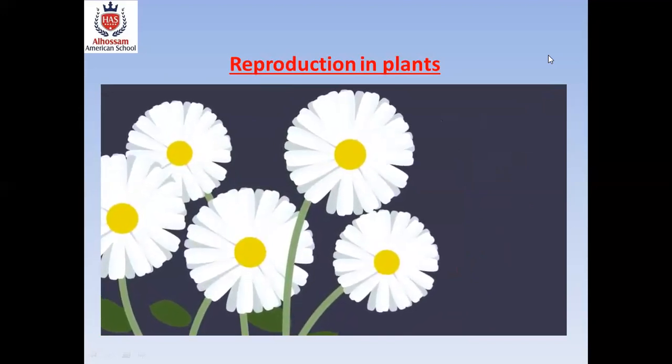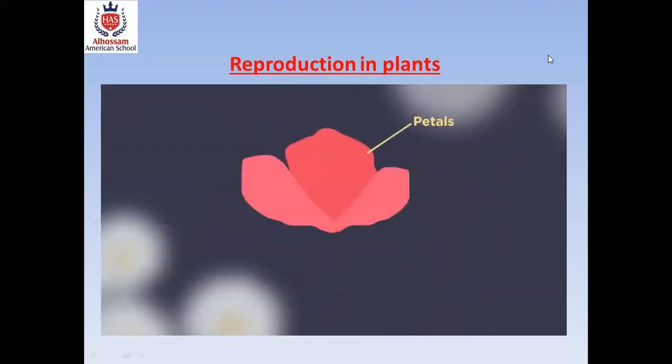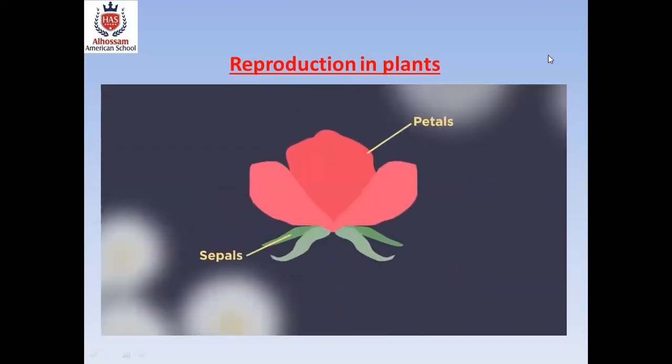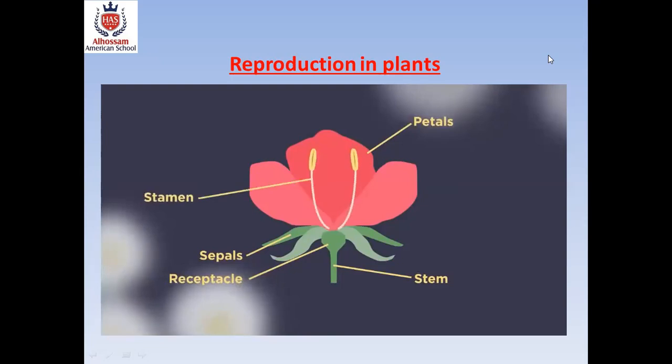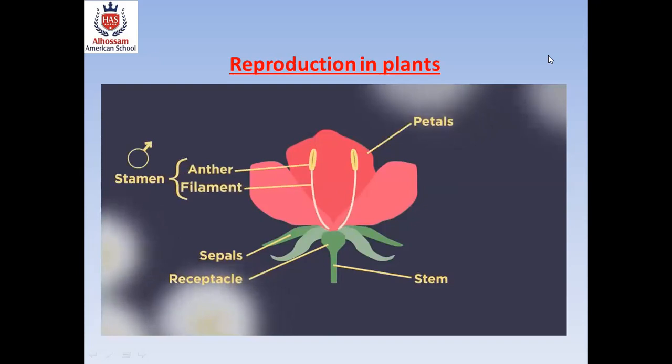Let's start with labeling the different parts of a flower. The petals and the sepals help protect the flower bud and can be brightly colored or scented to attract pollinators. The stem and the receptacle connect the flower to the rest of the plant. The stamen is the male part of the flower. It consists of the anther, where pollen is produced, and the filament, which is the stalk that supports the anther. These structures are responsible for the production and positioning of pollen, the male gamete.